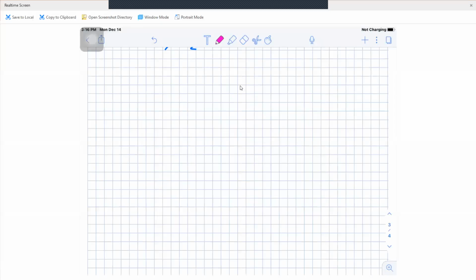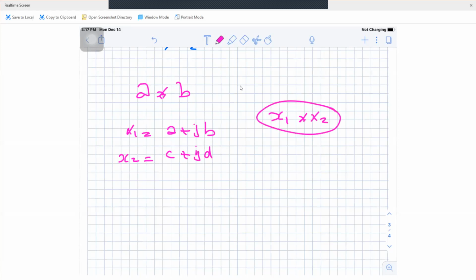Now, for example, if you are going to multiply A by B, it's called a multiplication operation. For example, say we have two variables, x1, which is A plus jB, and x2 equals C plus jD. Now, if you are going to multiply x1 by x2, it means we are going to perform the complex multiplication.